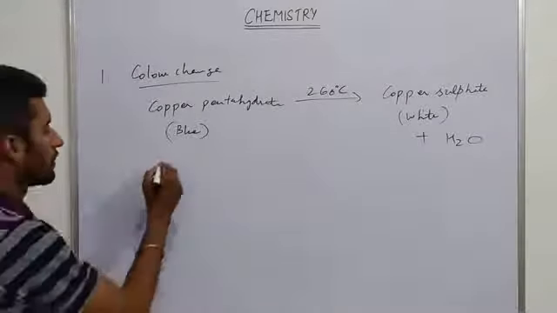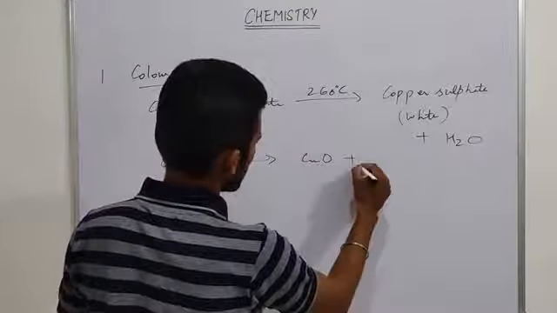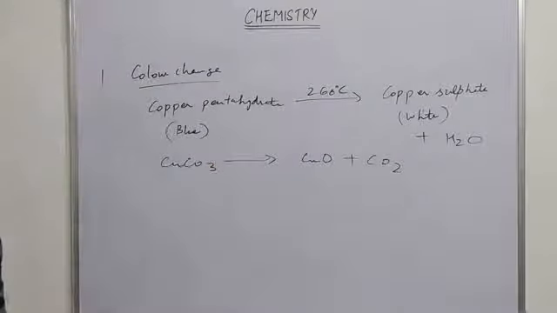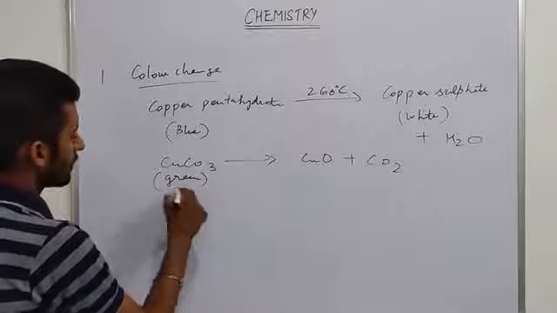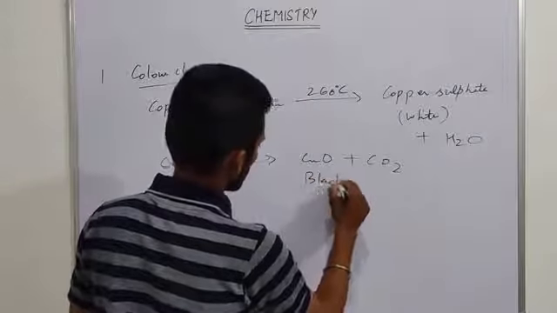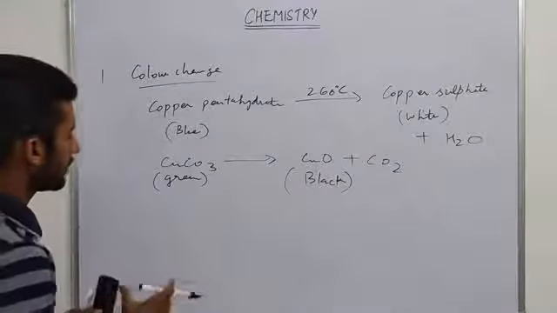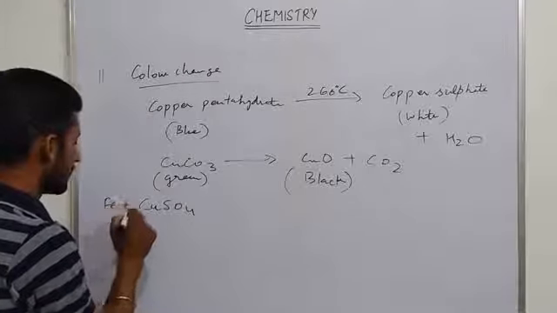Similarly, when copper carbonate is heated, there is formation of copper oxide along with carbon dioxide. So these both are also the examples of endothermic reactions because they need the heat. With no heat, these will not proceed. Clear? So earlier the color is green here, on heating it becomes black in color. Clear? After that we have another example of copper sulfate and iron.